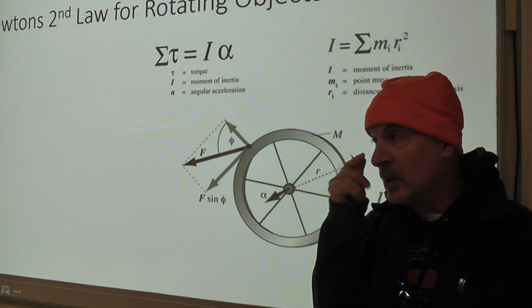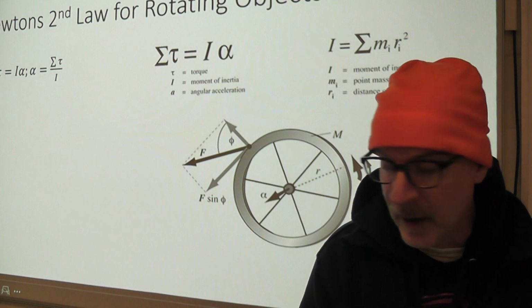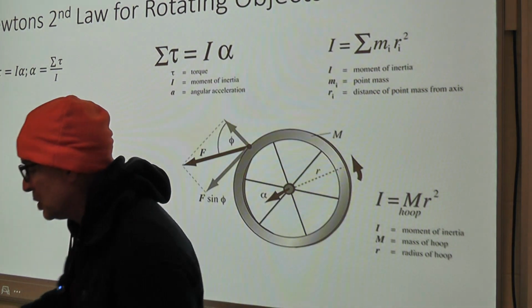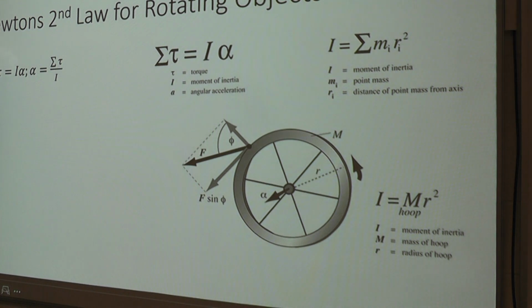So when we were dealing with linear motion, we had a version of Newton's second law that we applied a bunch, and that was that the sum of the forces on an object, the net force on an object, will equal its mass times its acceleration.